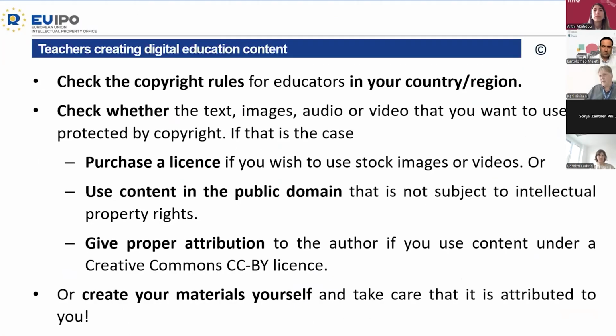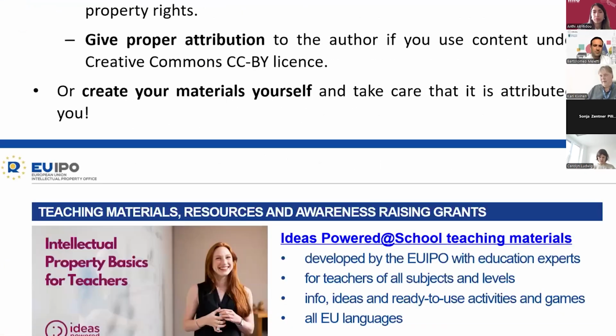Just last comments: for teachers who are creating digital content, check the copyright rules for educators in your country, in your region. And when you are using text or images or audio, video, which you haven't made yourself, check how they are protected. And if they are protected, you can either buy a license or use content in the public domain, like Europeana, which was proposed a few minutes ago, and give the proper attribution to the author. Or the option which I recommend: create your materials yourself and take care that they are attributed to you.